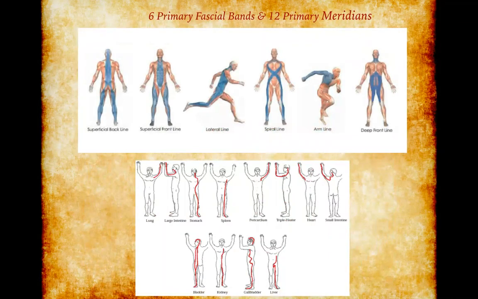And here's a couple cool images I found. On the top, it shows the six primary fascial bands. There's a superficial back line, which is basically the bladder meridian, and the superficial front line, which is a number of meridians: liver, stomach, spleen. You can see that in the second image. The third image is the lateral line, and along the lateral line you also have heart and small intestine.